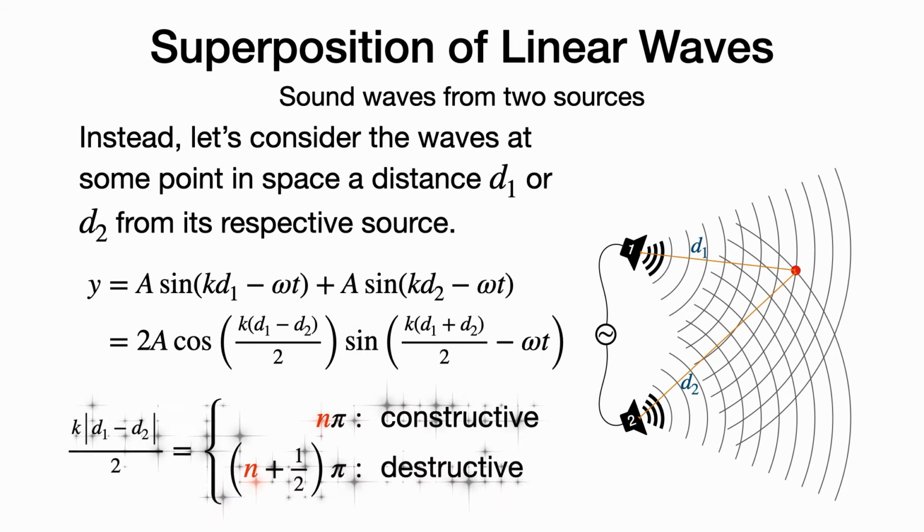The amplitude of the superposition is controlled by the argument to the cosine. When k times the magnitude of d1 minus d2 over 2 is equal to some integer multiple of pi, then the cosine will take on the values of either minus 1 or plus 1, and we get constructive interference. When the argument to the cosine has the value of n plus a half times pi, then the cosine will take on the value of 0, and we have destructive interference.